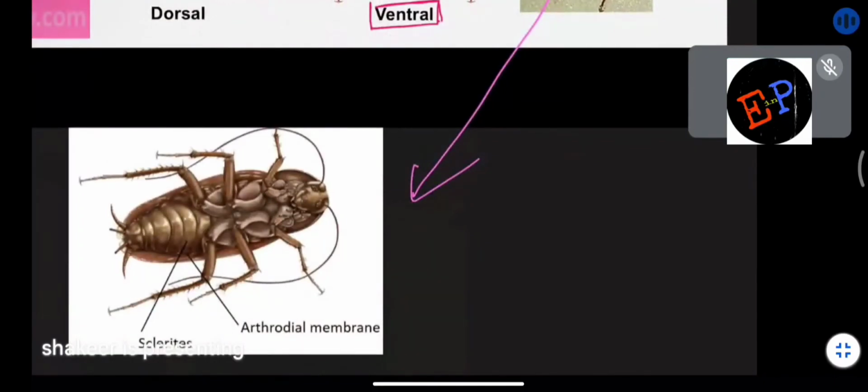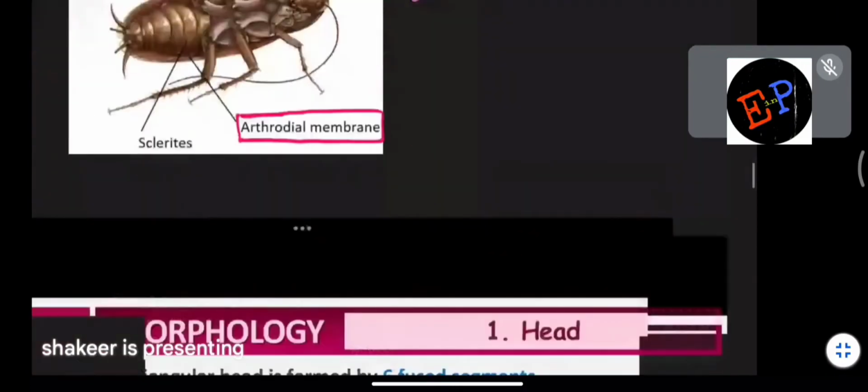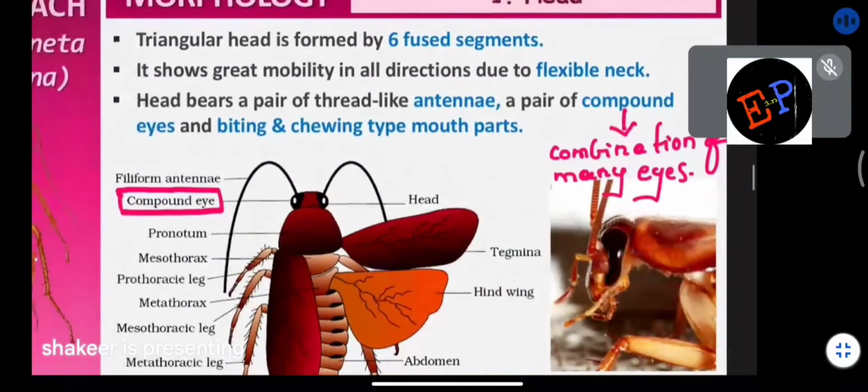Now here in the figure you can see this arthrodial membrane. Where is it? This arthrodial membrane is at the lateral side of this cockroach. Lateral side means sideways. This region you can call the lateral region. In the lateral region, this arthrodial membrane is present, and what does it do? It connects the dorsal tergites and ventral sternites. Tergites and sternites, both of them you can call sclerites. Clear? That's it. Now let us see what these three parts are made up of.